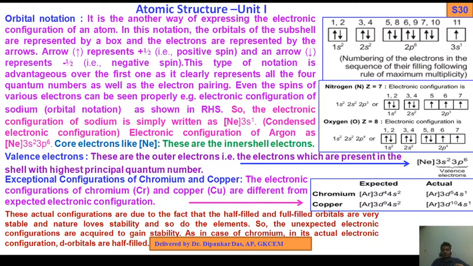So good morning everyone. Today I am going to discuss orbital notation. It is another way of expressing the electronic configuration of an atom. In the previous video lecture I discussed how to write down electronic configurations using simple SPDF notations with the power of electrons, and there are also orbital notations.